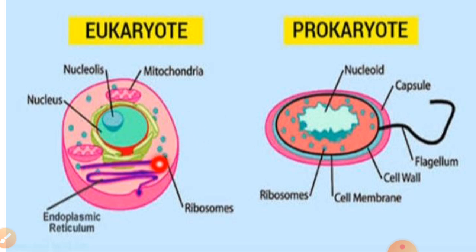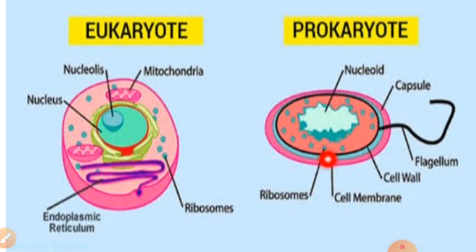These cells contain a membrane-bound nucleus and DNA. Eukaryotic cells contain many membrane-bound cell organelles besides the nucleus. These organelles include mitochondria, endoplasmic reticulum and Golgi body.